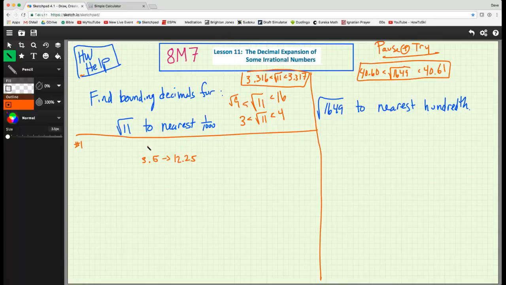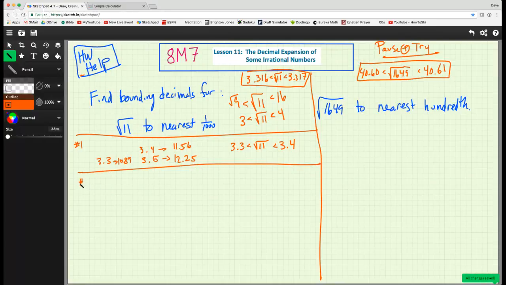12.25. So that's too big. So we'll try 3.4. That's 11.56. So we're still too high. So let's try 3.3. And that's 10.89. So we know that the square root of 11 is between 3.3 and 3.4.